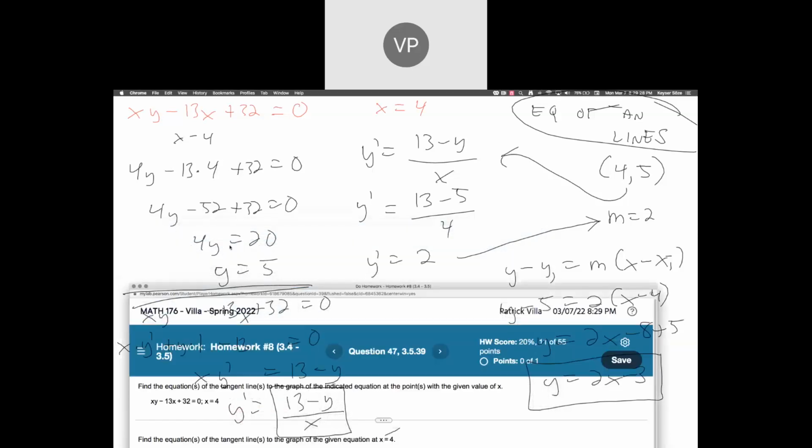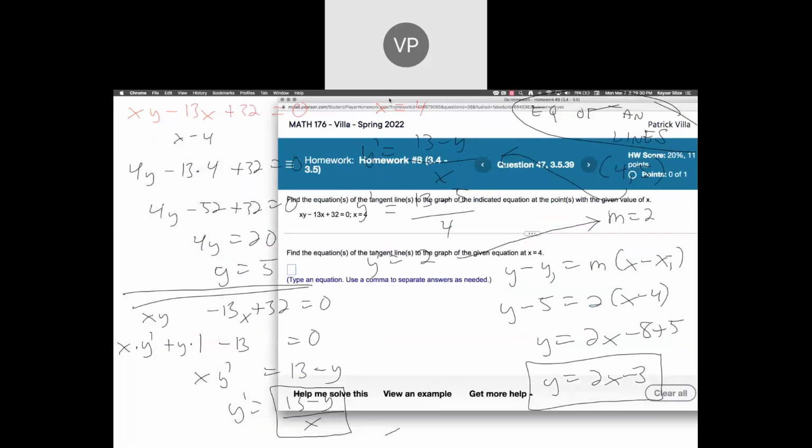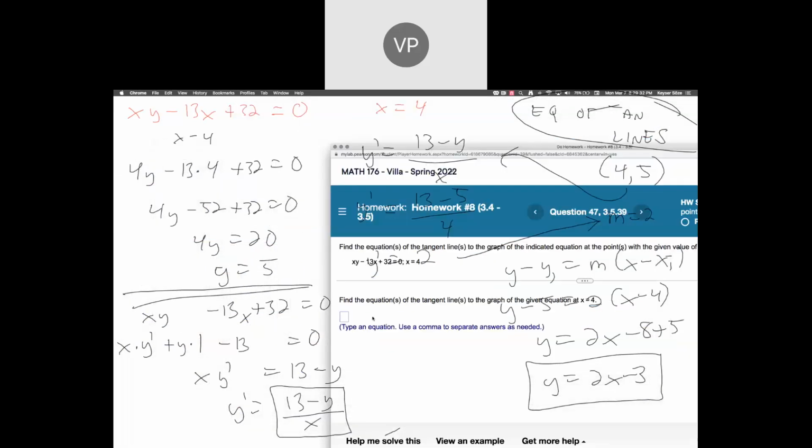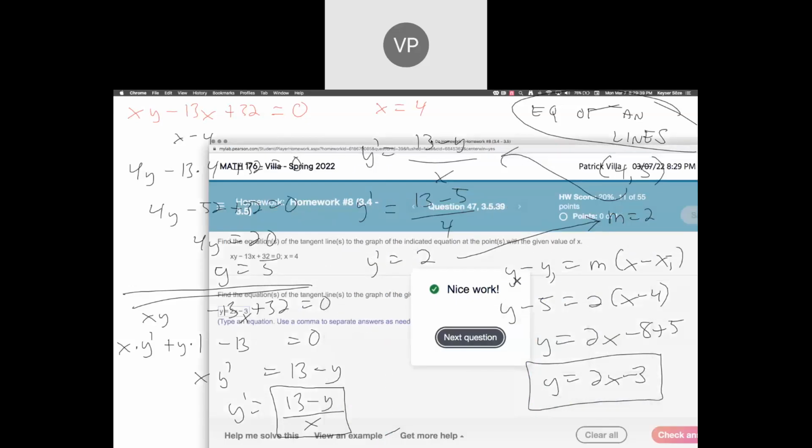Now we'll plug it into the MATLAB right here and see if this is actually the equation. y equals 2x minus 3, and looks good.